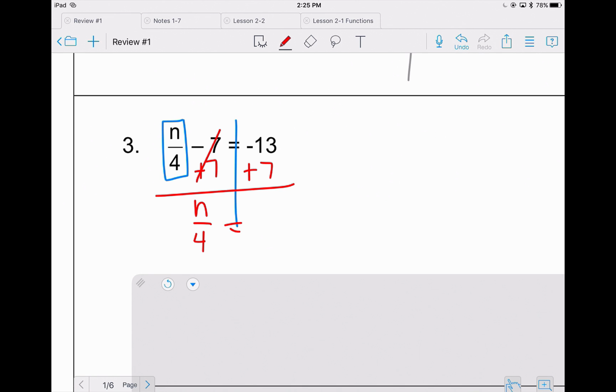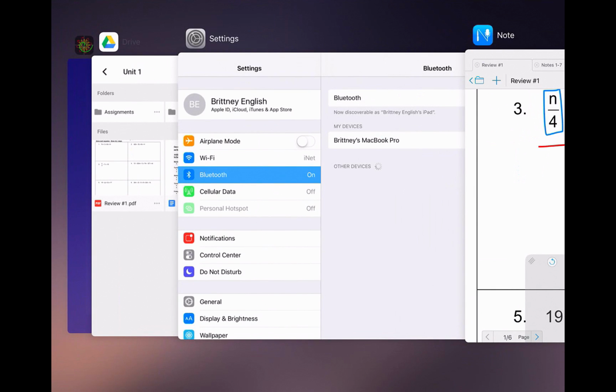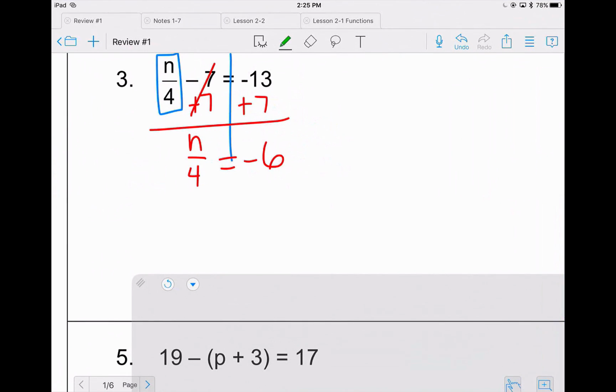Be careful on the right side. Negative 13 plus 7 is a negative 6. Remember, if you're ever unsure, plug it into your calculator just to double check. So negative 13 plus 7 is negative 6. So if you're not sure, especially with negatives, double check.